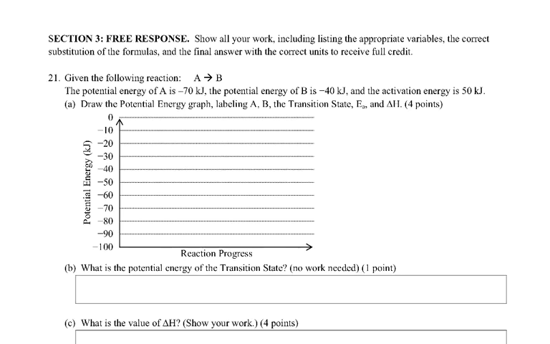Okay, for the free response, given the following reaction, A turns into B, the potential energy of A is negative 70. So that's our initial point. The potential energy of B is negative 40. So that's our ending point. And the activation energy is 50. So starting from here, I go up 10, 20, 30, 40, 50. So that's my transition state. And what I'm going to do is to have a curve. And I'll draw it in green, so my curve goes like this.